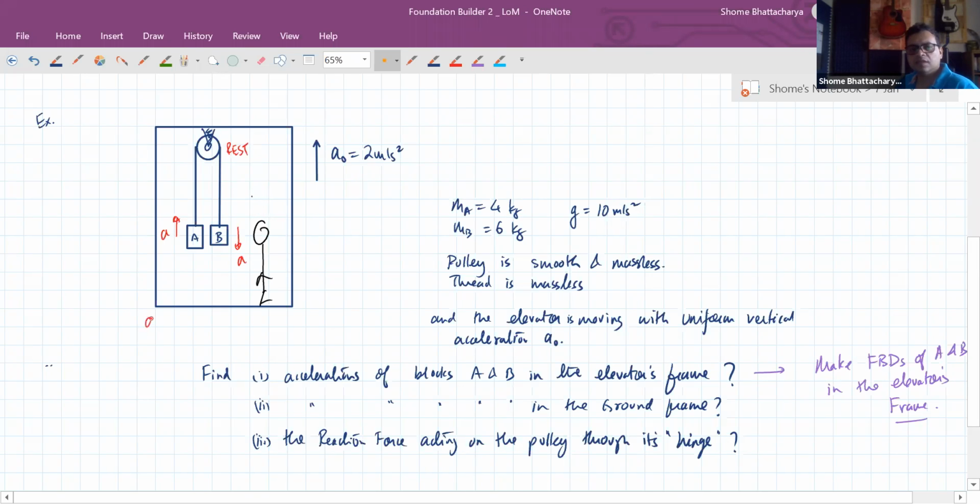So this A is over here. The acceleration of A or B in the elevator's frame. And in that frame, the pulley is stationary. In the elevator's frame, that one we will calculate by making this free body diagram. Okay. So obviously there is some uniform magnitude of tension acting. So now let's visualize the free body diagram.